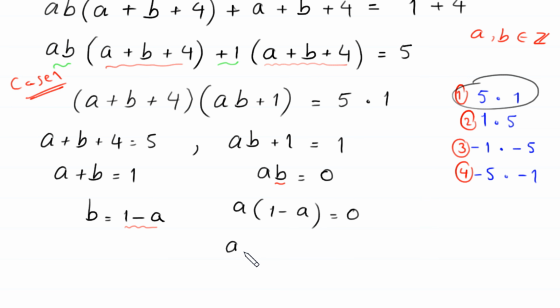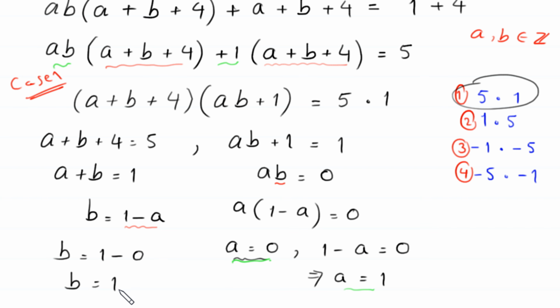From here either a is equal to 0 or 1 minus a is equal to 0. From this equation we have a is equal to 0, and from this equation we get a is equal to 1. Now we have two values of a, 0 and 1. By using this equation we find the two values of b. When a is equal to 0, then b will be equal to 1 minus 0, and b will be equal to 1.